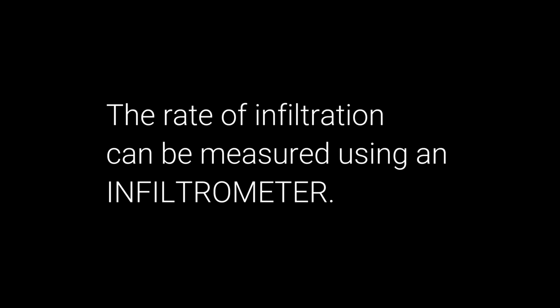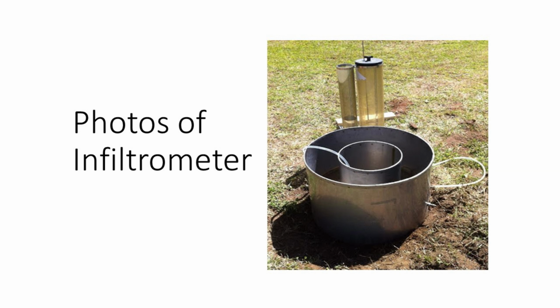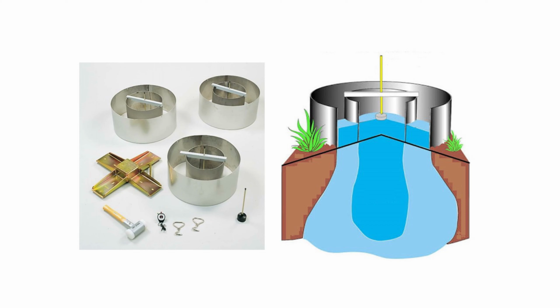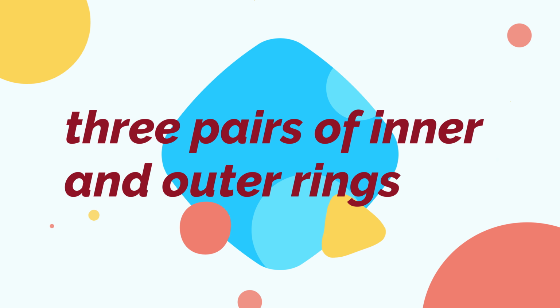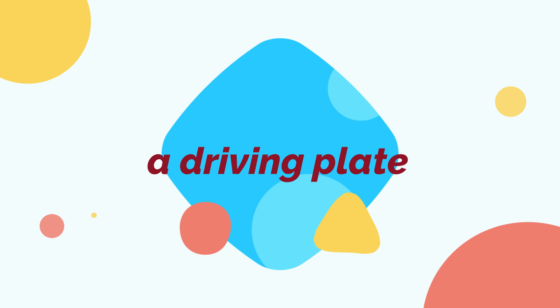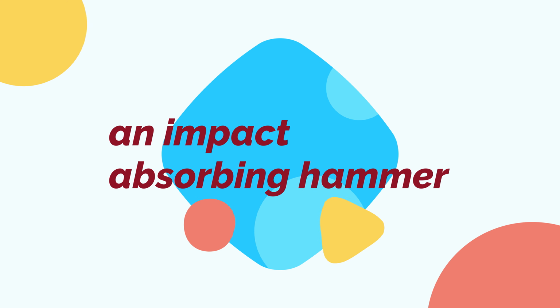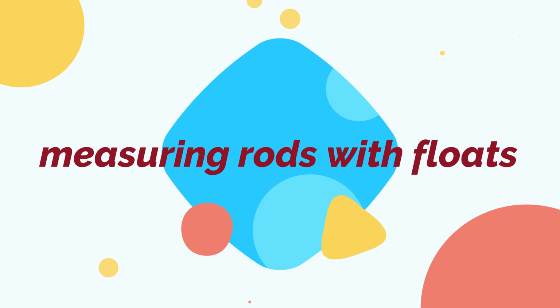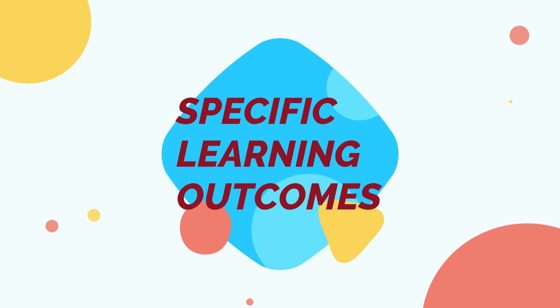The rate of infiltration can be measured using an infiltrometer. The double-ring infiltrometer is suitable for almost any type of soil. It is applied in irrigation and drainage projects, groundwater and infiltration basins, in optimizing water availability for plants and to determine the effects of cultivation. It consists of 3 pairs of inner and outer rings, a driving plate, an impact-absorbing hammer, measuring bridges, and measuring rods with floats.